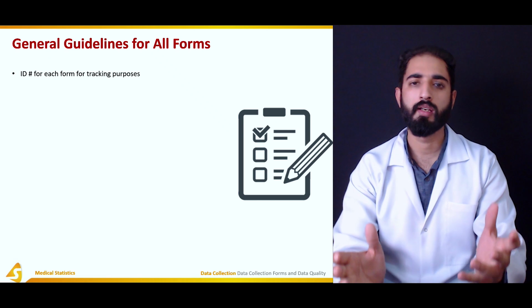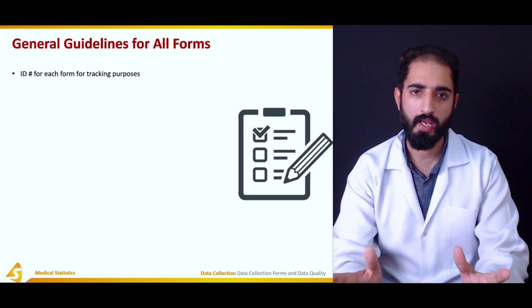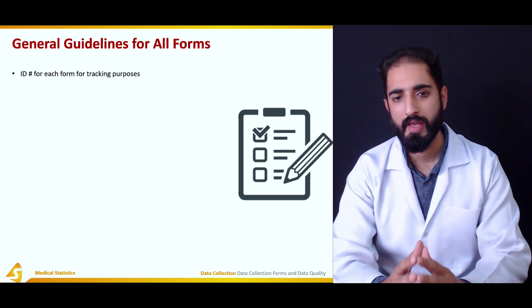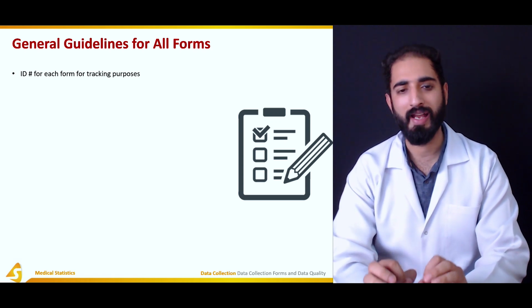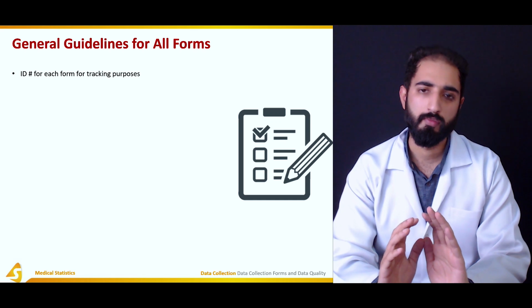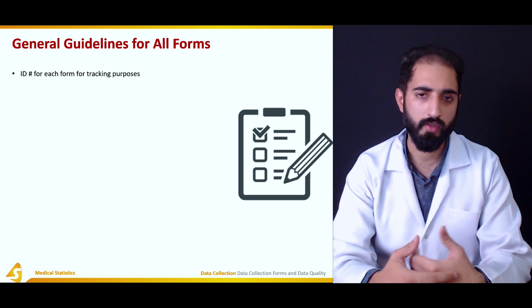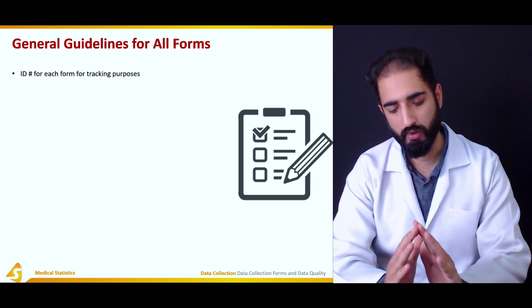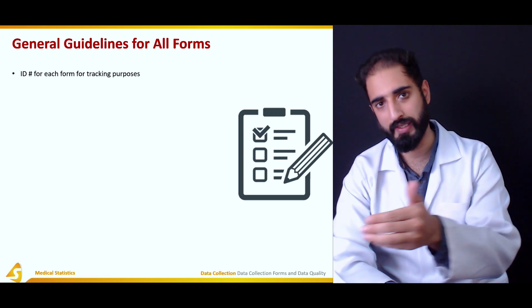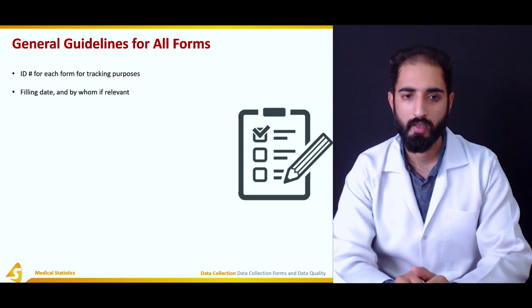The general guideline for these forms is that, first of all, every participant or every questionnaire should have an ID number, which we can use for tracking the form, or tracking the individual, or tracking that specific questionnaire once it has been entered into the data.